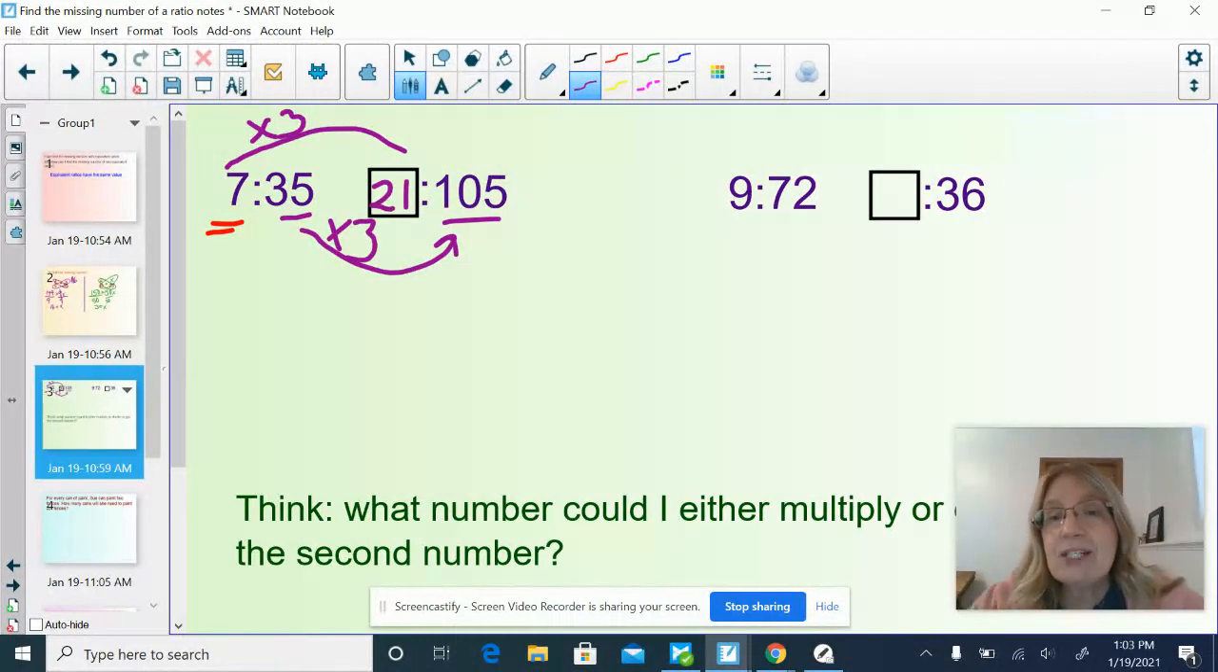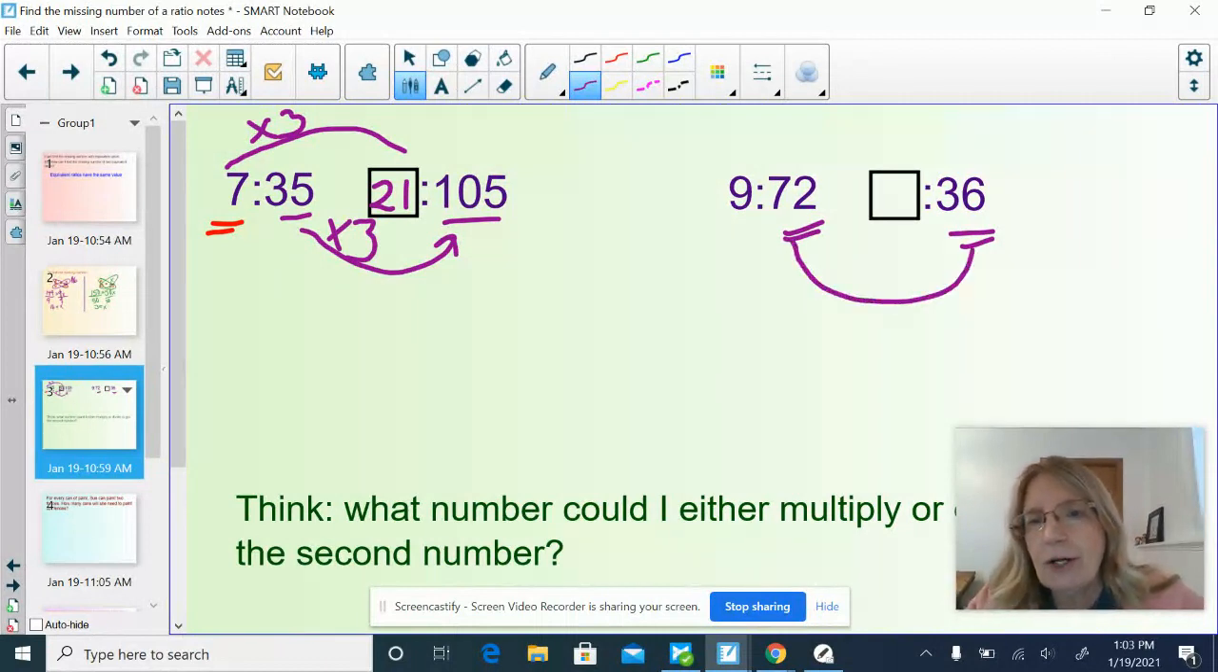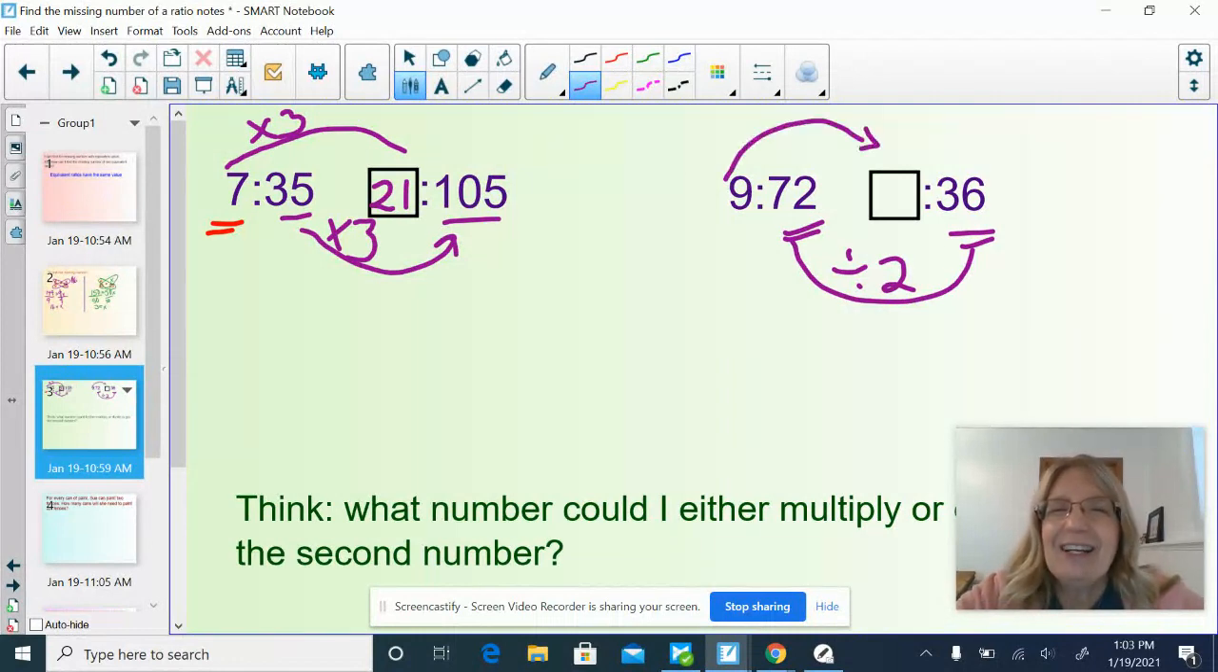Same thing. Keep your positions. The number to the right of the colon, the number to the right of the colon, and you're thinking, ooh, what happened to get from 72 to 36? Let me try dividing. 72 divided by 36. Oop, we got a 2. So because the number got smaller, we must have had to divide by 2. Oh, I didn't think this one through. Whoops. So now we're going to do 9 divided by 2, and we get 4.5.